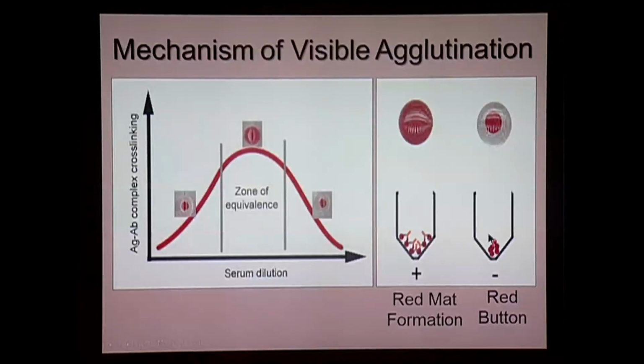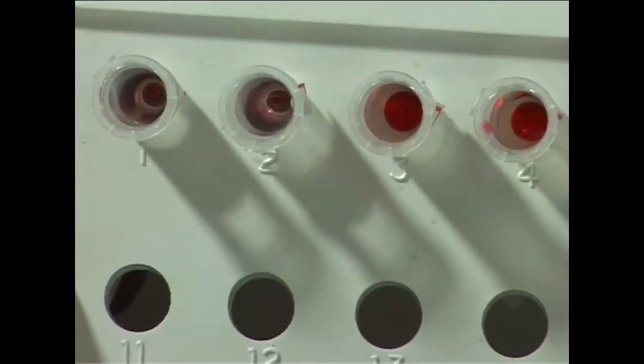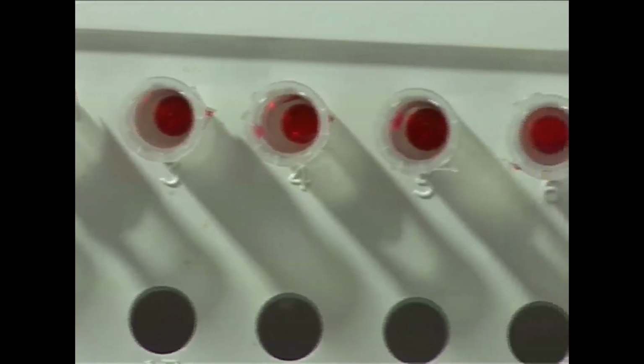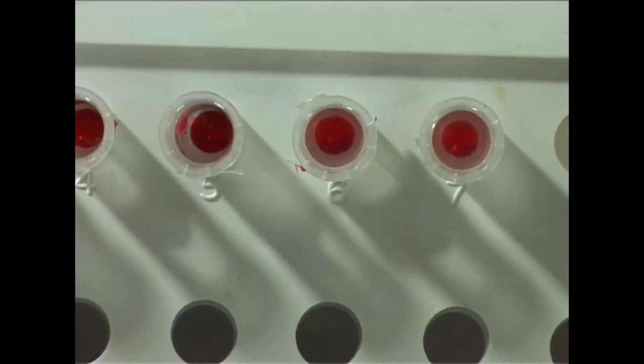In case of excess RBC, the RBCs roll down or slide down through the walls of the tube and form a red button at the end of the tube. So in case of a negative result, we see a red button, whereas at the equivalence zone, since their concentrations are equivalent, they will cross-link and form a red mat throughout the wall surface.